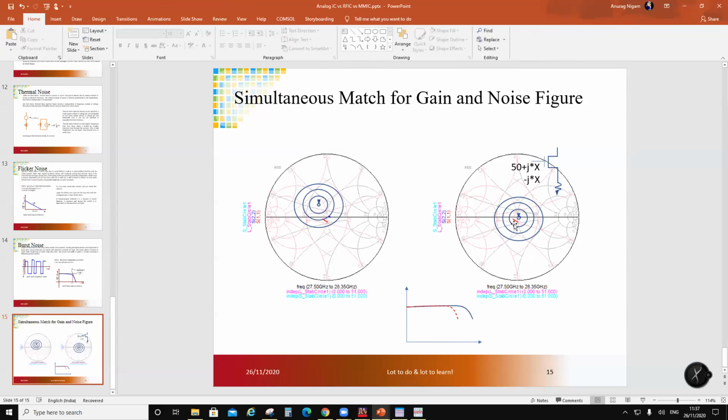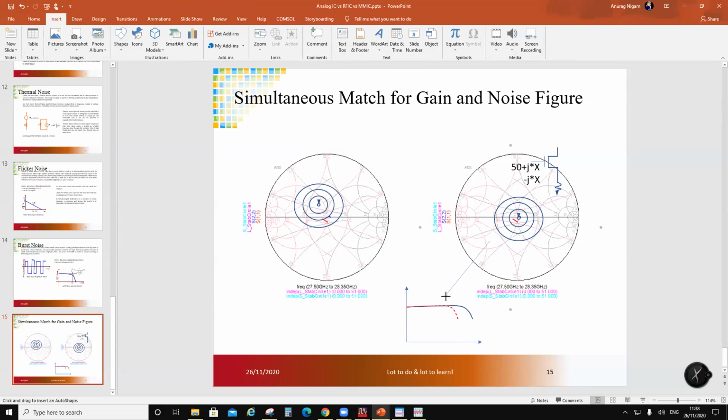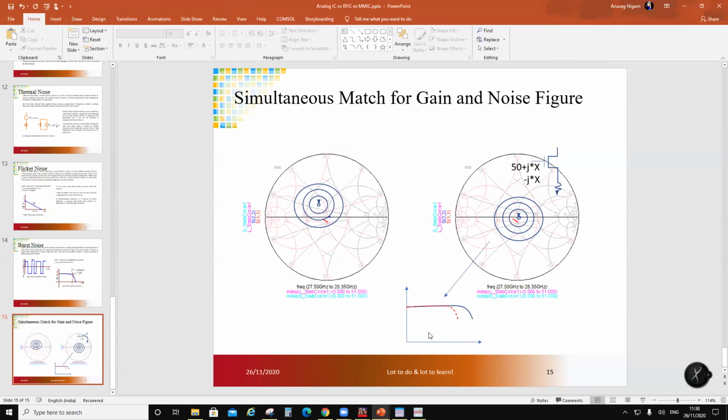This is what happened when you did this. This is the price which you paid for doing a simultaneous match. So now, as a designer, you have a choice. You can design for certain compression. Why? Because that is going to decide your TOI, right? Input TOI. So your SFDR is based on compression.